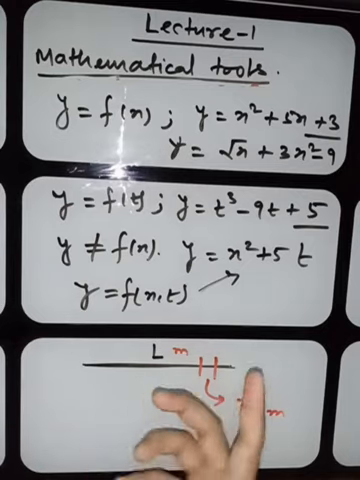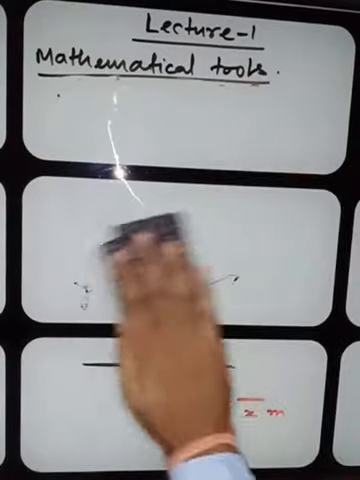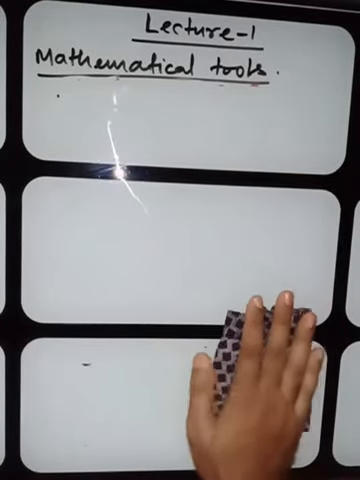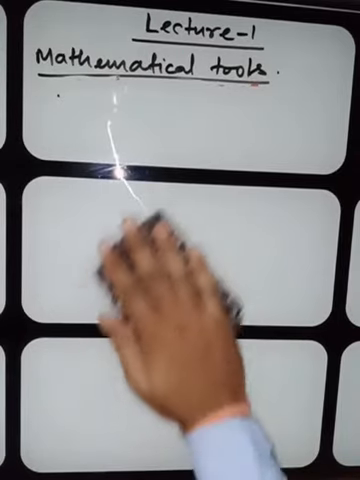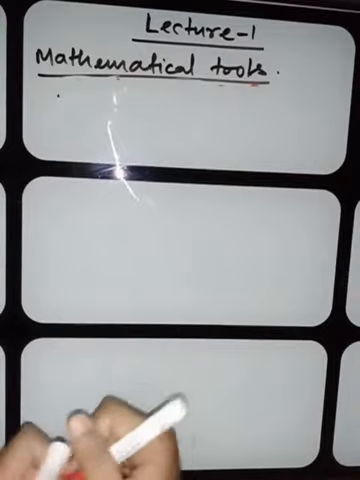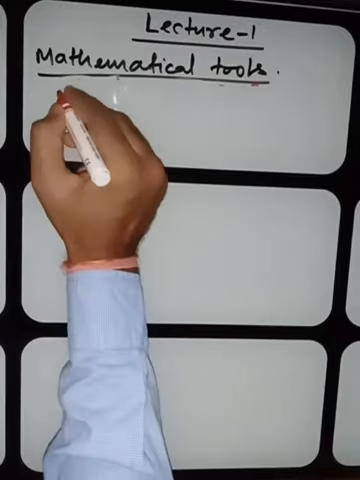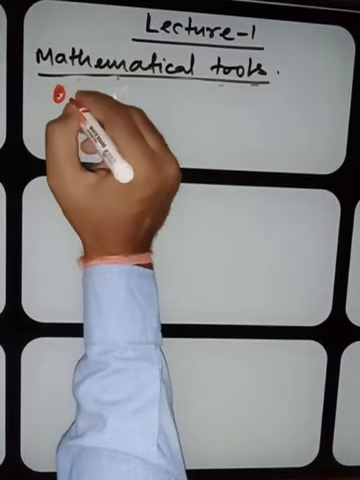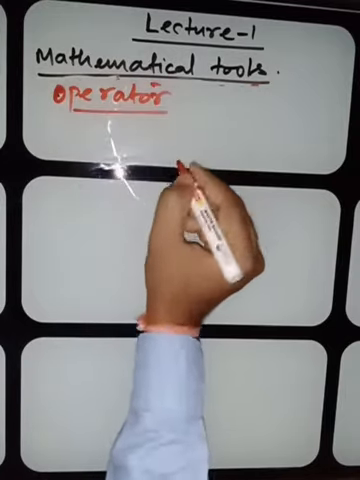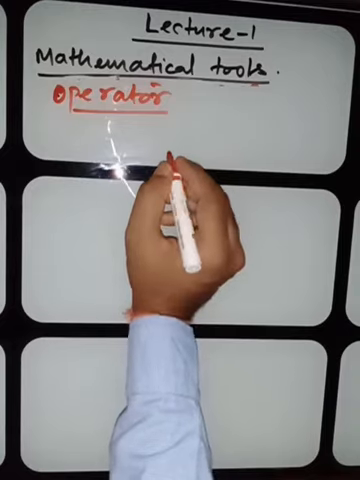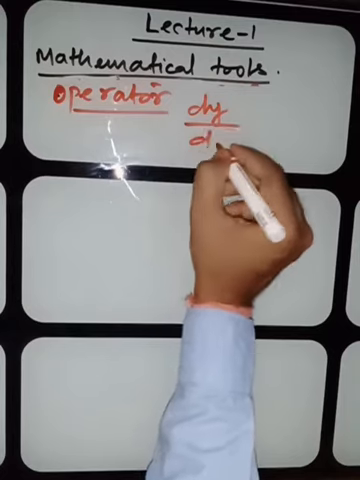Okay, so now we will study about the operator. My dear students, whenever we talk about the operator, it is basically that thing which helps you to get the desired output of the operation. So I'm talking about the operator here. The operator is dy by dx.